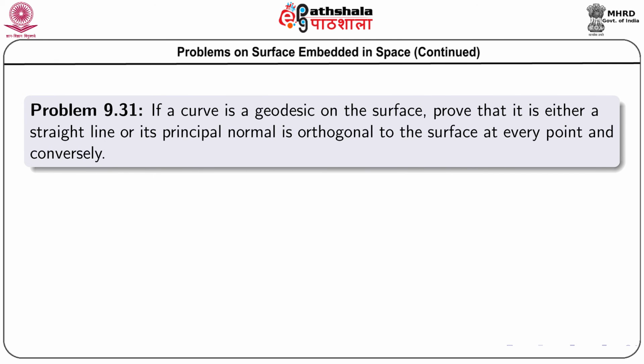Now, next problem, we shall see that if a curve is a geodesic on the surface, then it is either a straight line or its principal normal is orthogonal to the surface at every point, and conversely. So, this is a very important problem, that if a curve is a geodesic on the surface, then either it will be a straight line or its principal normal will be orthogonal to the surface at every point. So, now let us prove this one, very easy proof.